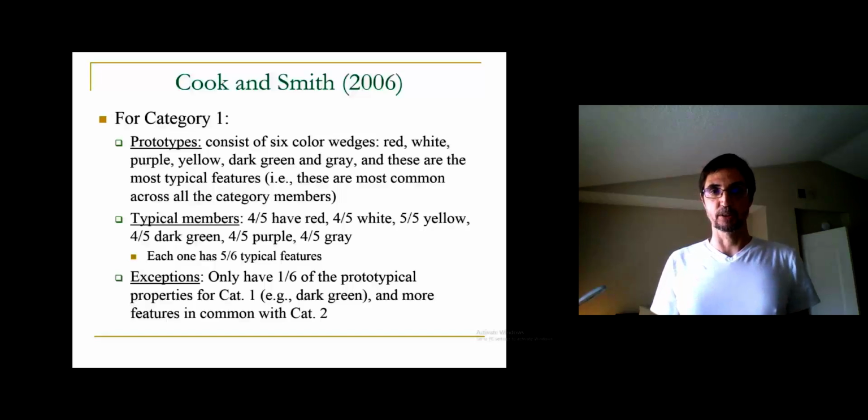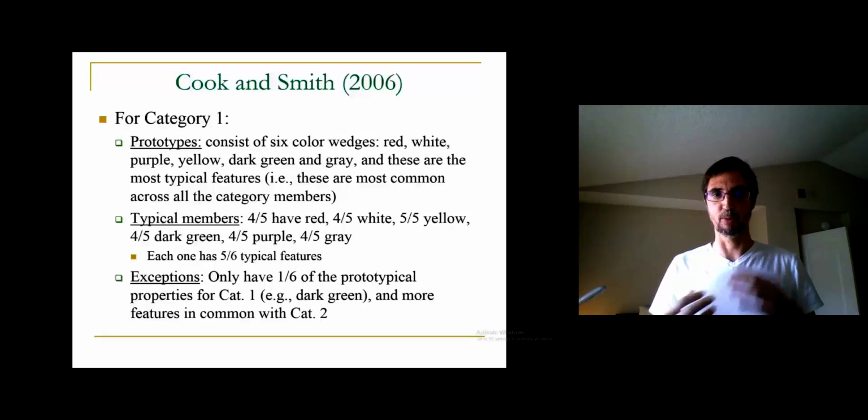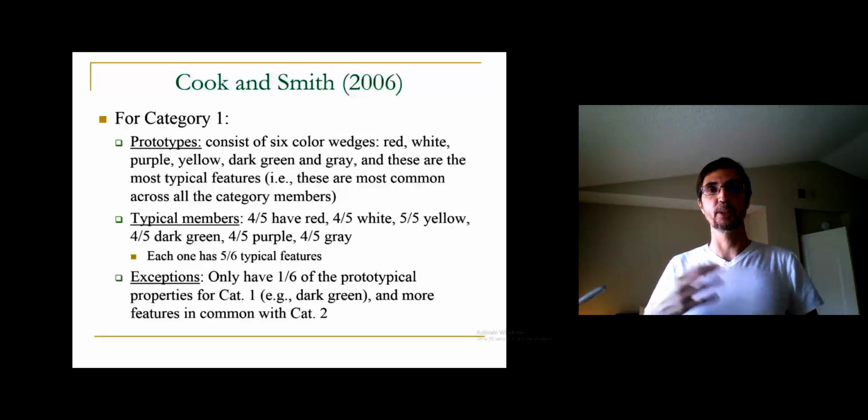And then the exceptions, right? The exceptions only have 1 out of 6 of the features that are associated with the prototype. So in this case, a dark green wedge, for example. And the exceptions actually have more in common with features of category 2. Right, so initially, even once they've learned a category, when they see an exception, they might categorize it as belonging to category 2 instead of category 1, so they would have to learn this exception and store it in memory.